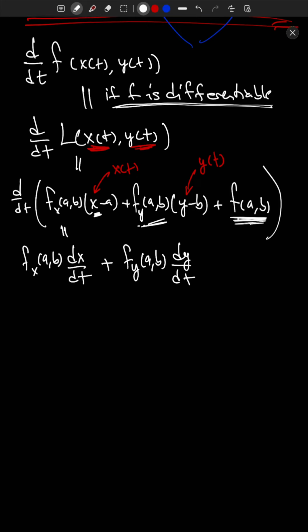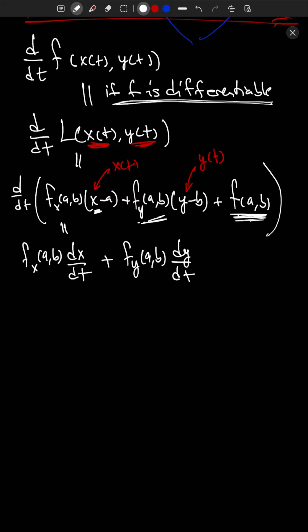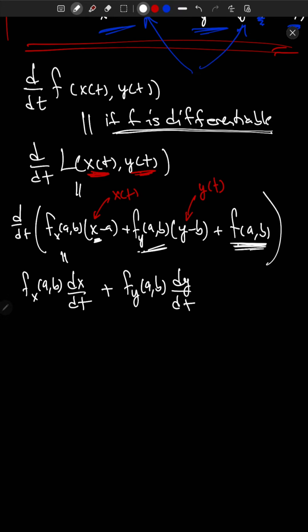All right, or f of the point of interest is a constant. Okay, that's it. That's the chain rule. Okay, so df dt, the derivative of the composition function, turns out to be this guy right here.